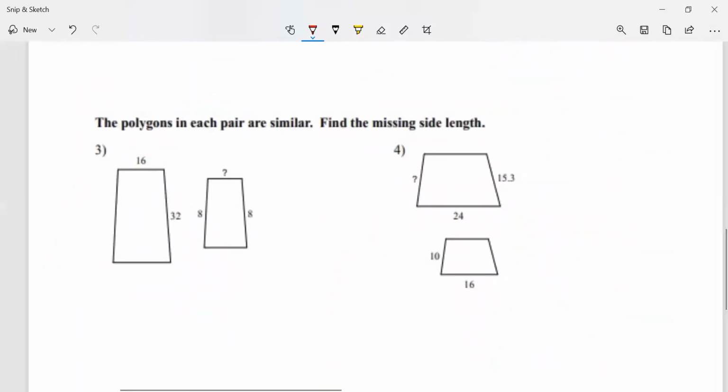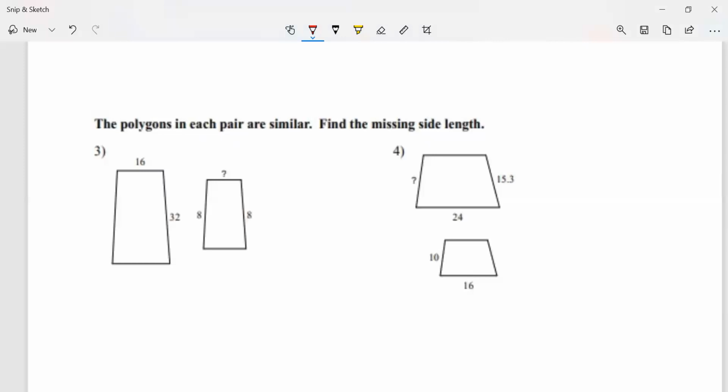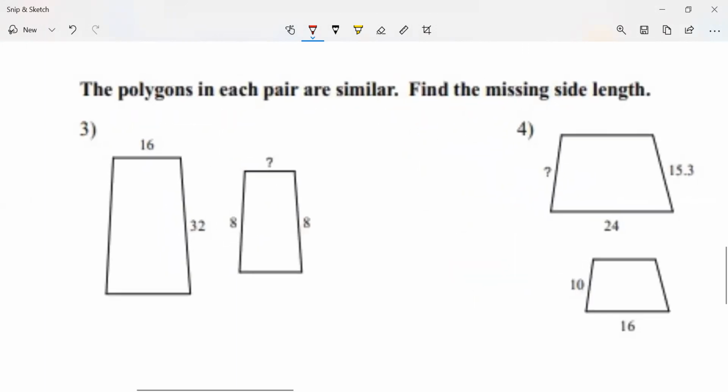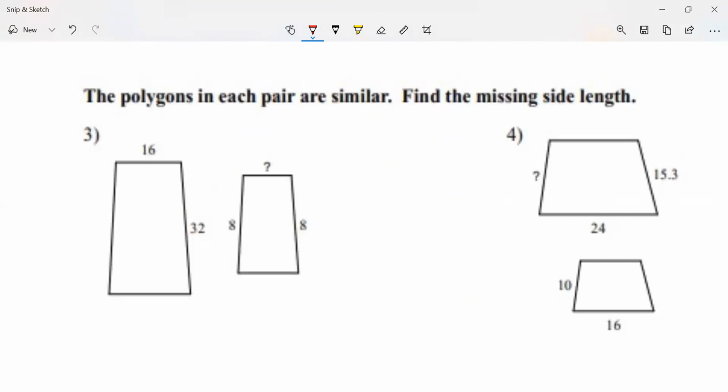Let's take a look at number 3. The polygons in each pair are similar. So I'm already told they are similar. Okay, by saying they're similar, I'm saying the angles are the same, sides are proportional. Find the missing side length. So that means that there's going to be a side that is going to be represented with a question mark. I want to know what's the value of that side.